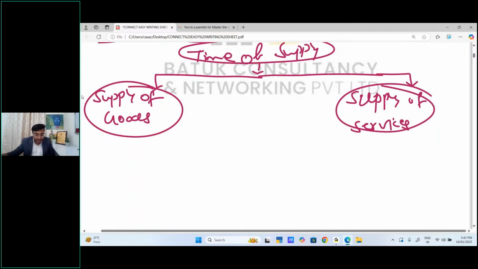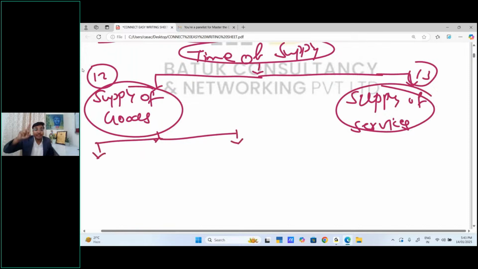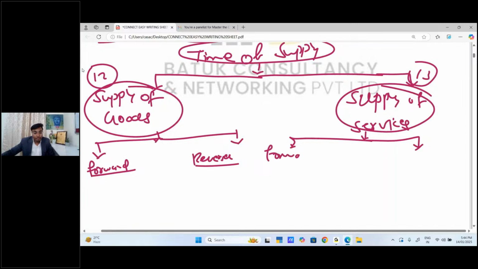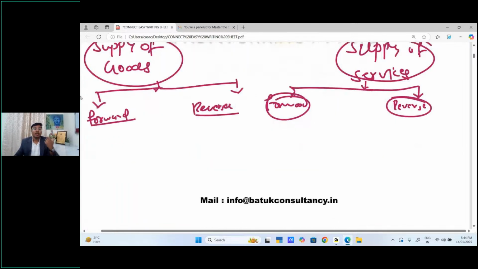Now time of supply, supply of goods, section number 12, supply of services, section number 13. Now in case of supply of goods, अभी हमने discuss किया था, we are able to make the supply under two scenarios. One is forward charge, another is reverse charge. So we need to decide the time of supply in case of supply of goods under forward charge or under reverse charge. In case of supply of services, we need to decide under forward charge or under reverse charge.